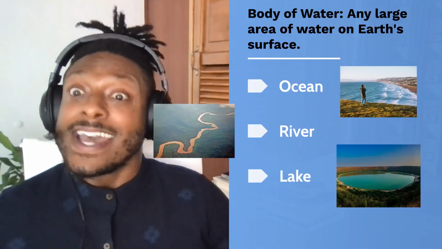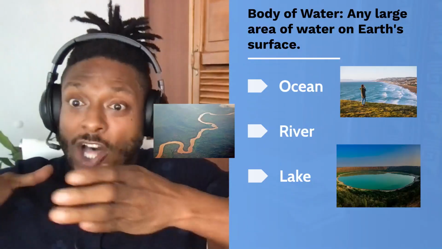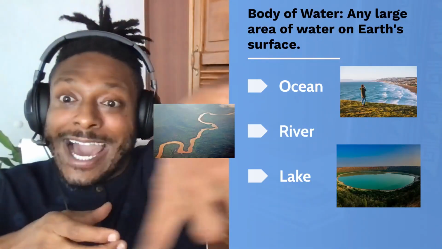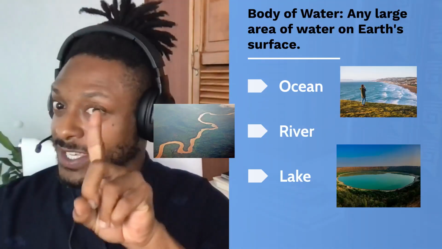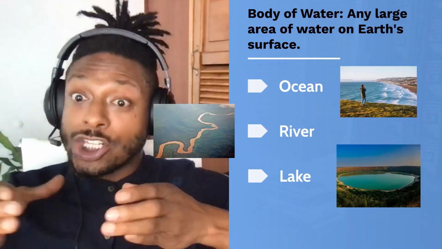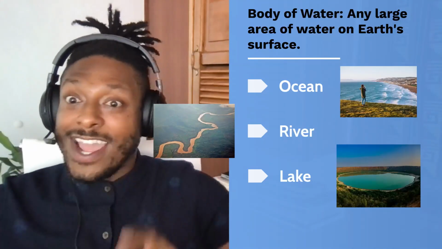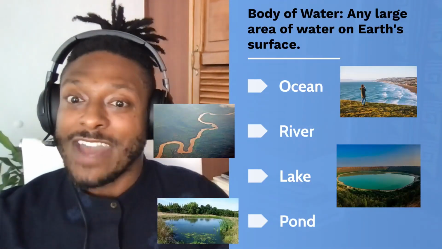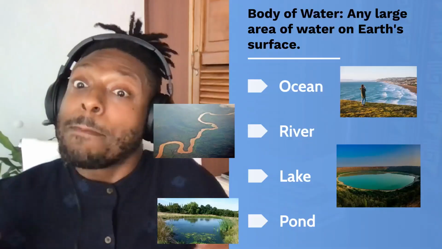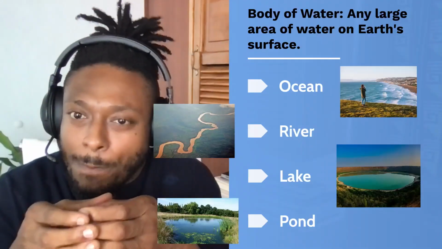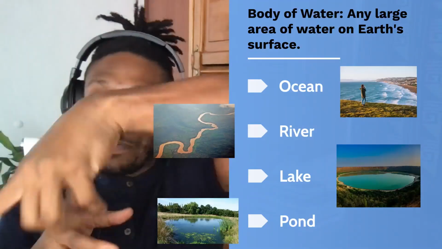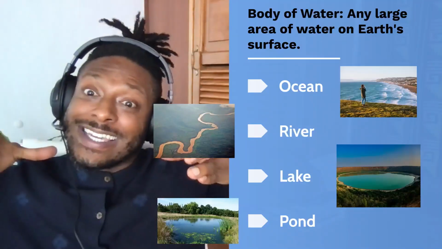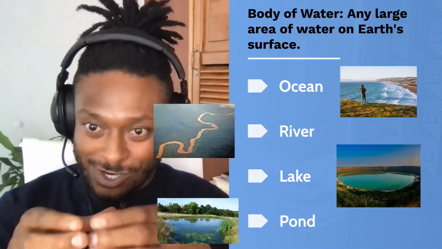A lake. Now, a lake is a large body of water that is completely surrounded by land. Now, the key word is it's a large body of water. And that's important because we also have a pond. And a pond is a small body of water that is completely surrounded by land. So lakes are big, where ponds are small.